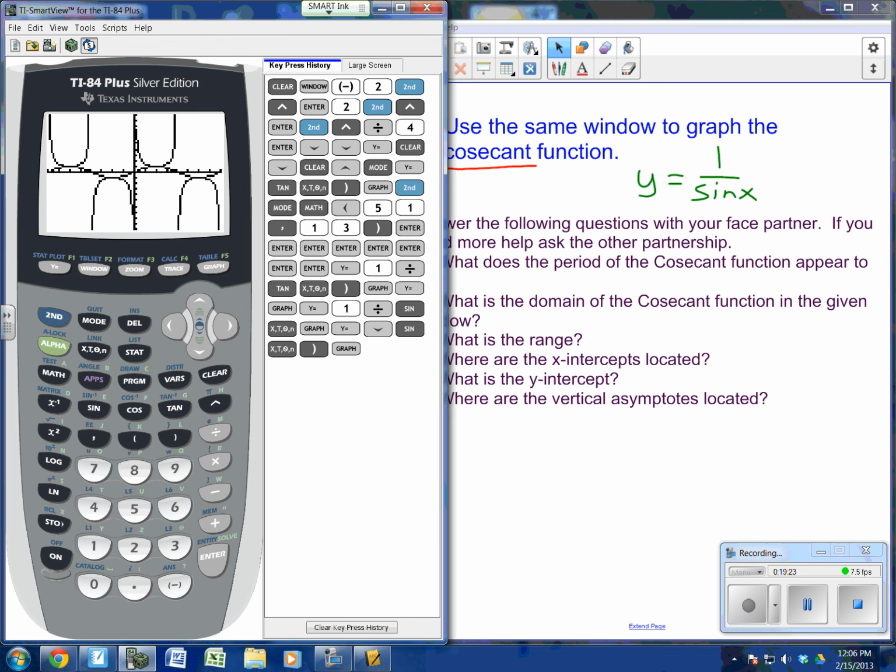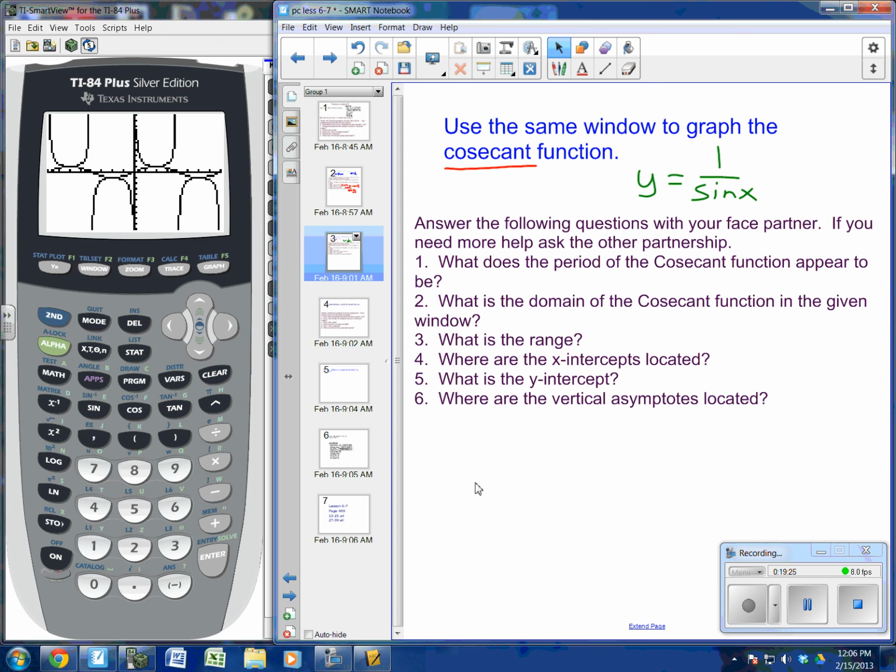Now we're going to go through these questions really fast. They're mostly the same. What's one period of the cosecant function? Is it pi or 2 pi? Yeah, should be in radians. You've got the x max at negative 2 pi. It should be positive 2 pi.